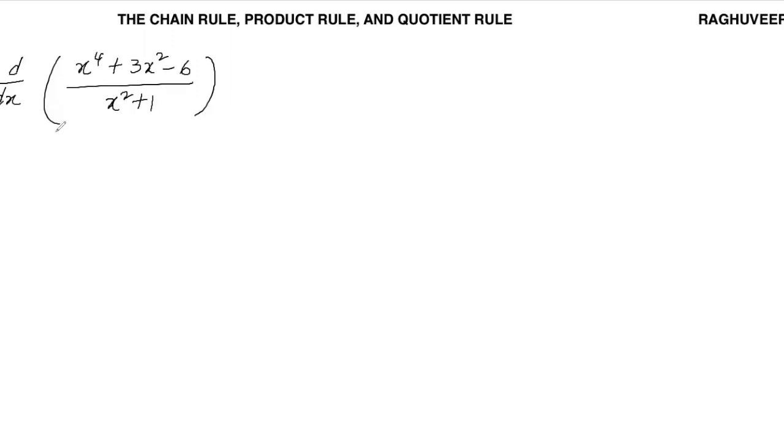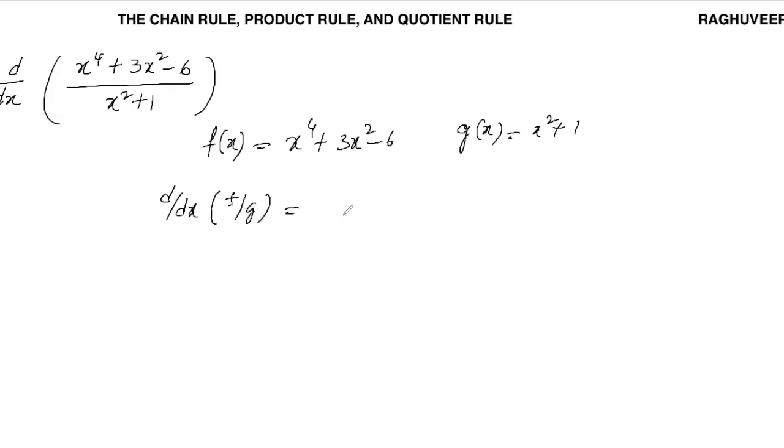Now let us apply the quotient rule here. So f of x is x power 4 plus 3x square minus 6, and g of x is x square plus 1. So d by dx of f by g is g into df by dx minus f into dg by dx, divided by g square. So this is x square plus 1.